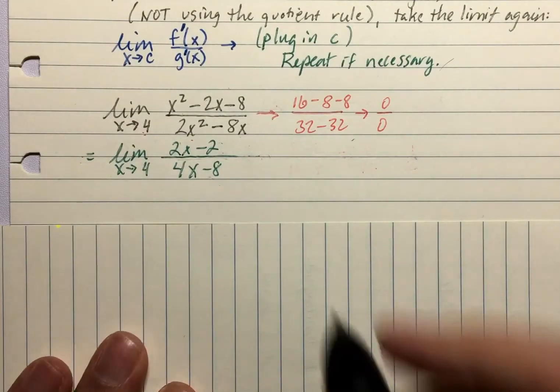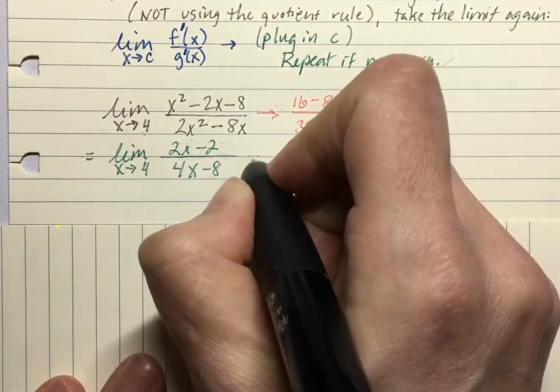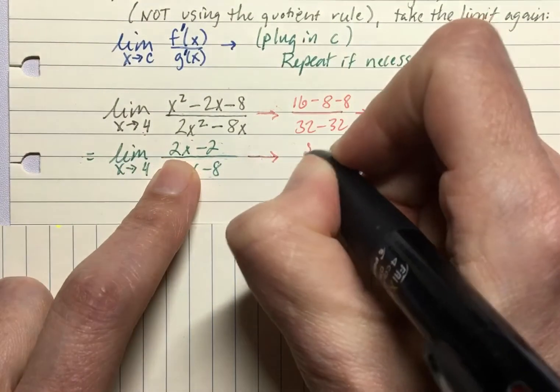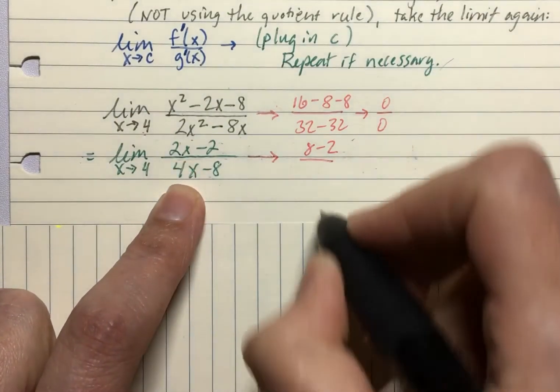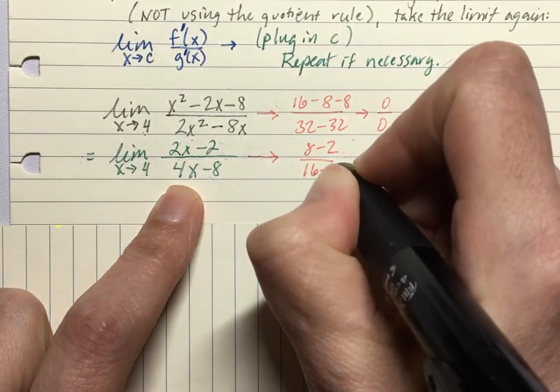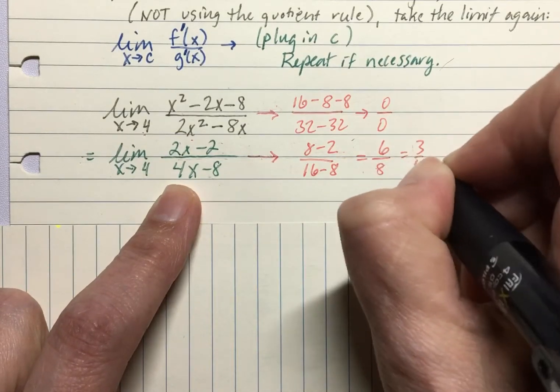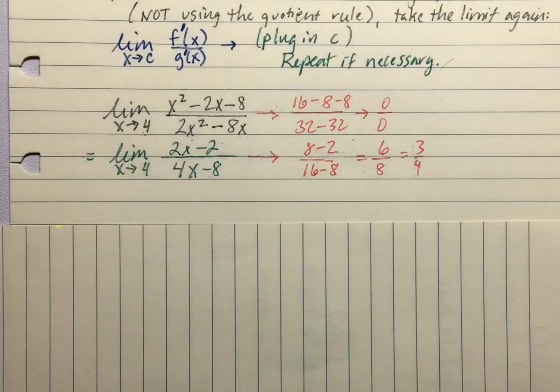From this point, we can just plug in our 4 and plug in our 4 again. I have 2 times 4 is 8 minus 2, divided by 4 times 4 is 16 minus 8. And I get 6 over 8, or 3/4. There's my answer. So that is doing L'Hopital's rule.